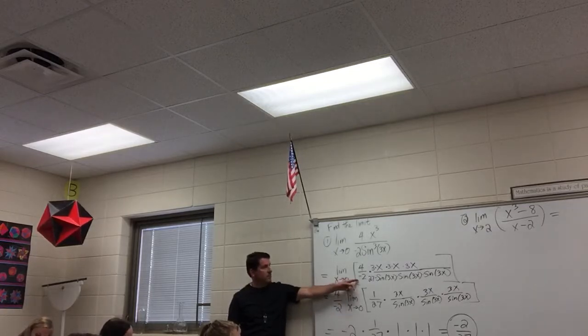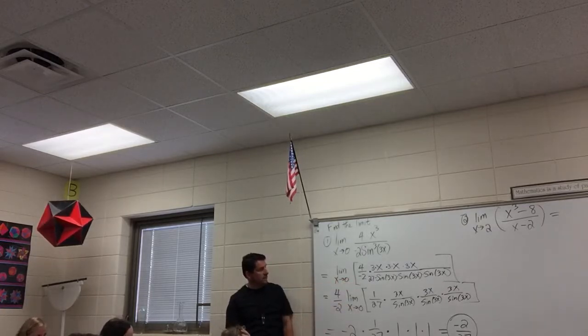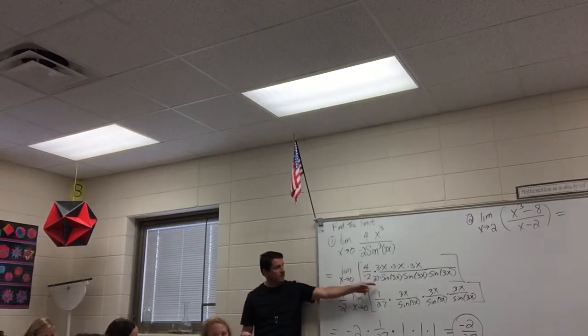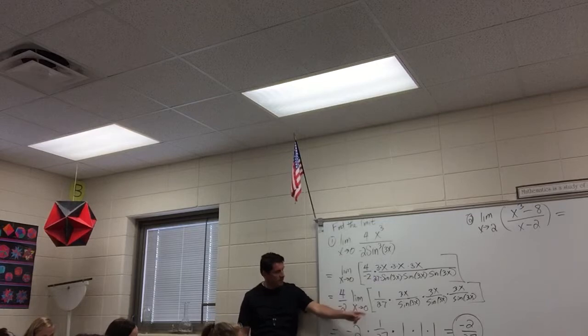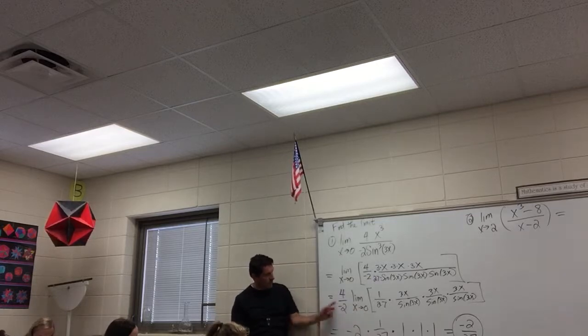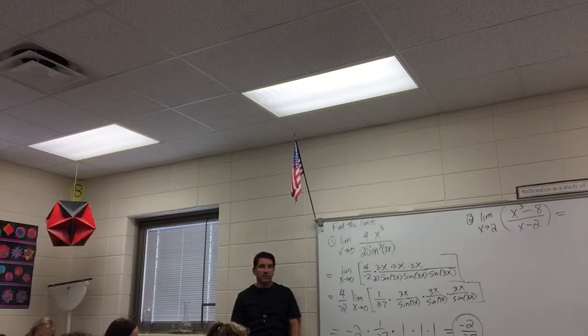We recognize that the 4 over the negative 2 is a constant, which can be pulled out. The limit of a constant times a function equals the constant times the limit of the function. And we carry it all the way out. Any questions? That's what we did yesterday.